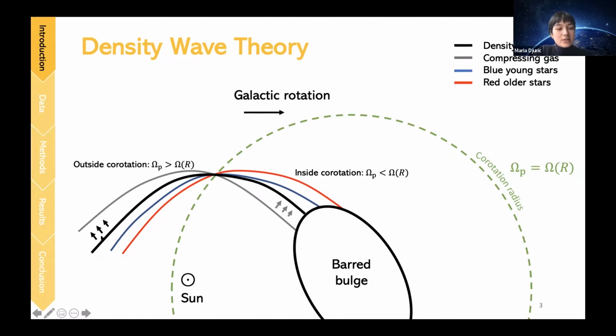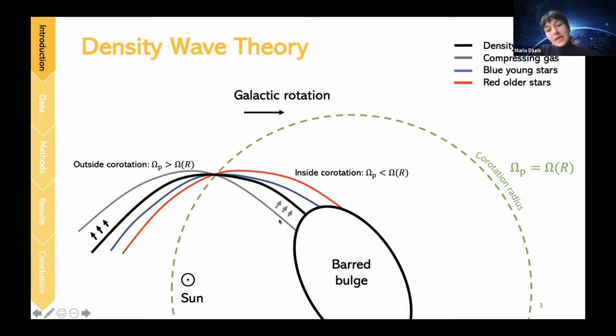And as a result, as shown by these arrows, the density wave catches up to the gas, compresses it, and then forms these young blue stars, which later get left behind. And as the population ages, it'll diffuse and form an even tighter pitch angle as marked by this red line.